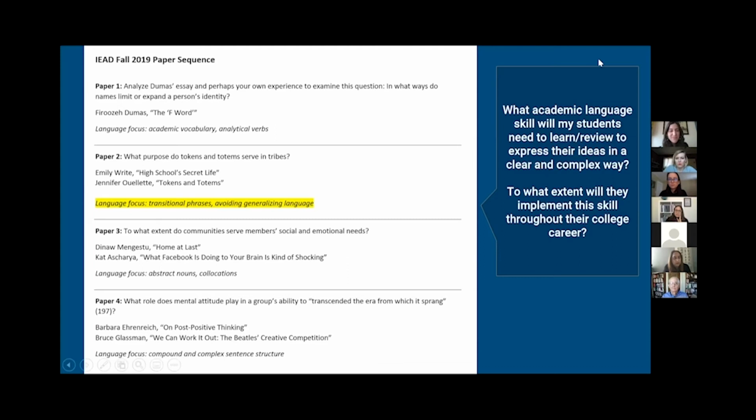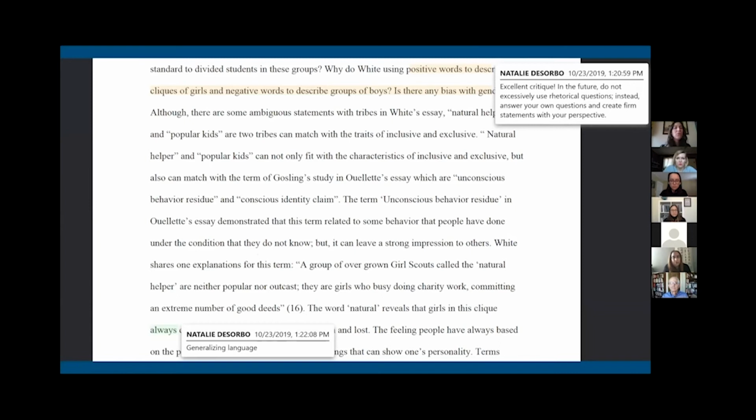So I just have a few examples here of student work to really emphasize the balance between content feedback and feedback on language. So in this paragraph, yes, there are verb tense errors, there are missing articles, there are capitalization issues, but my focus, I decided, was going to be on generalizing language.